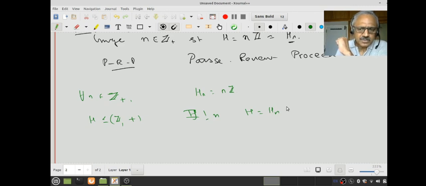There is a very natural question I could ask. What is the very natural question I could ask? Suppose I start with m and n in Z plus, and suppose m is not equal to n, are these subgroups distinct or the same?